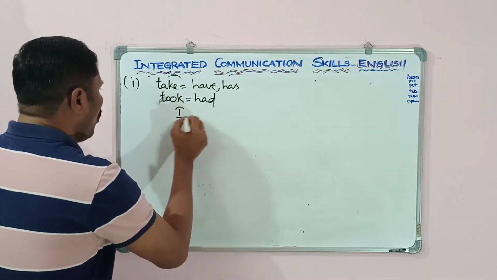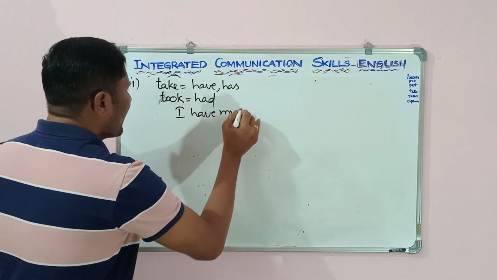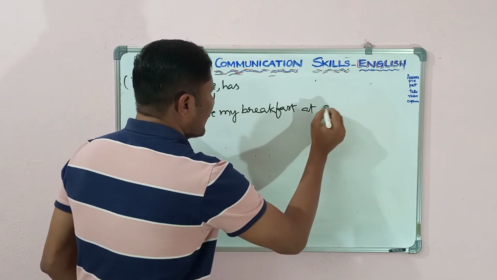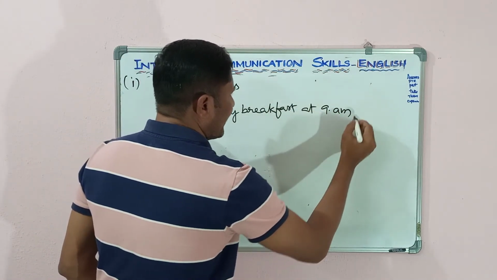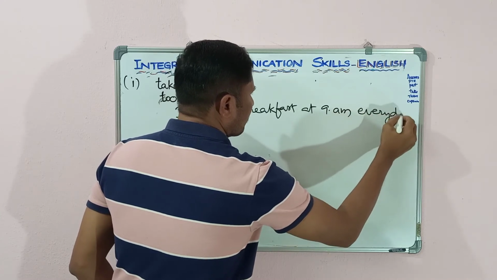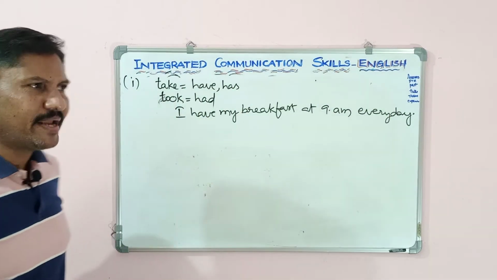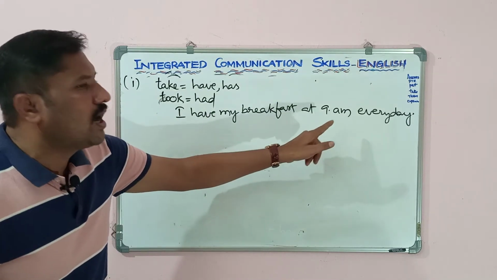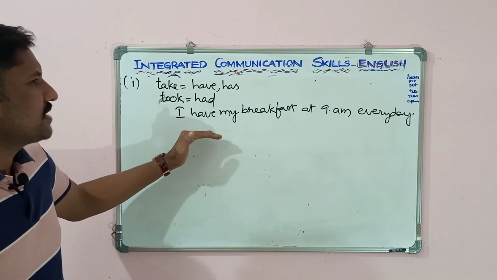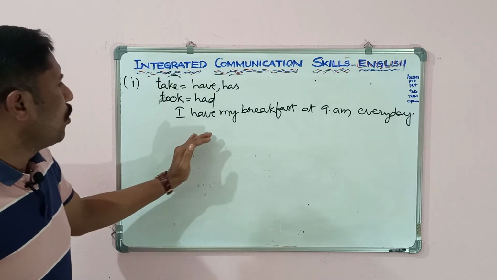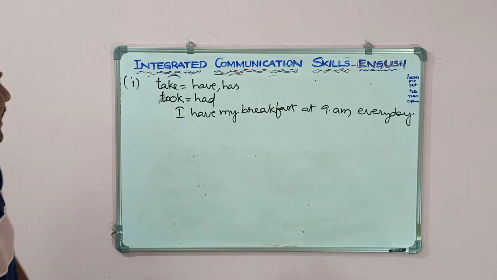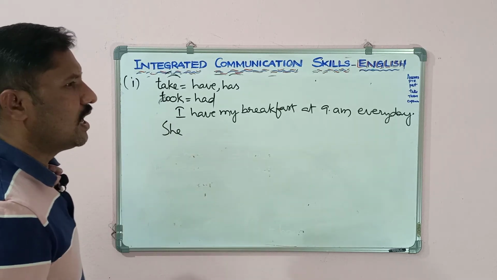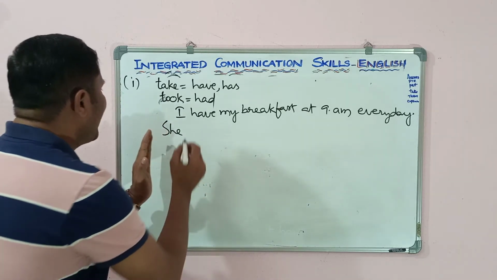Okay, I have my breakfast at 9 a.m. every day. This means I take my breakfast at 9 a.m. every day. So in the present tense, these are habits. So I have my breakfast at 9 a.m. every day.